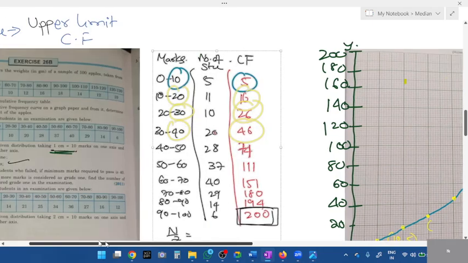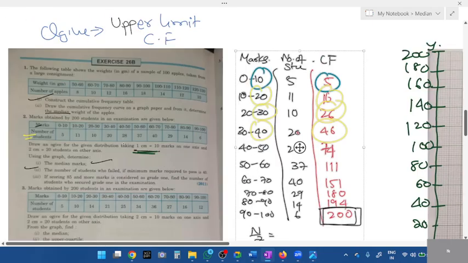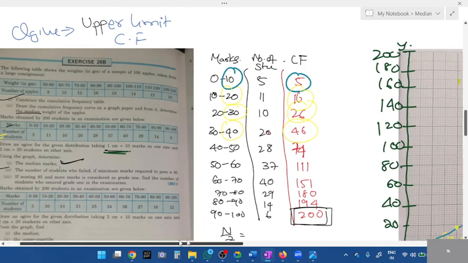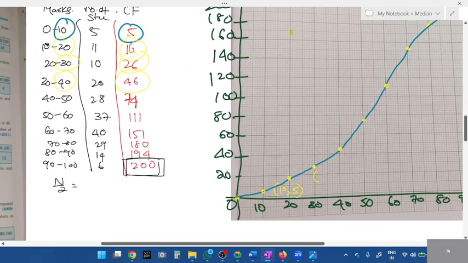Look, the OGIVE graph is done. What have they asked us to find, students? They've asked us to find the median mark. I'll tell you how to find the median mark. For that, first you have to plot n divided by 2. What is n divided by 2? 200 divided by 2 is 100. Yes.